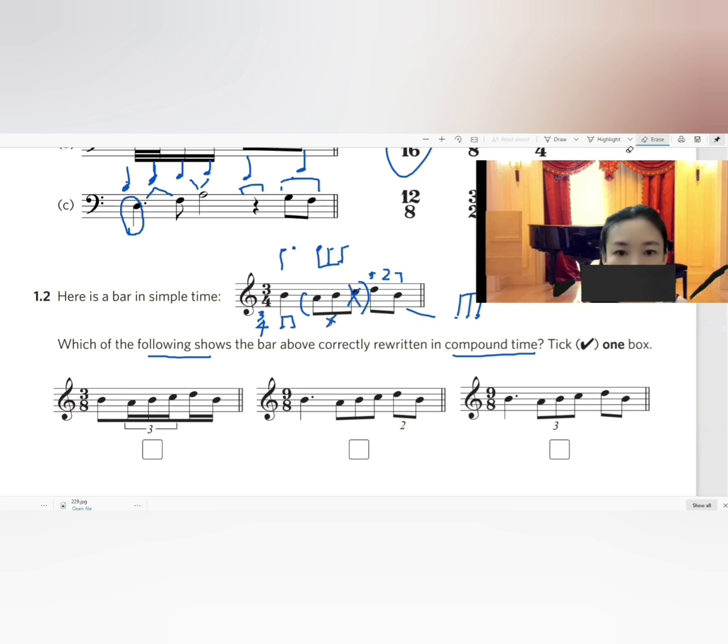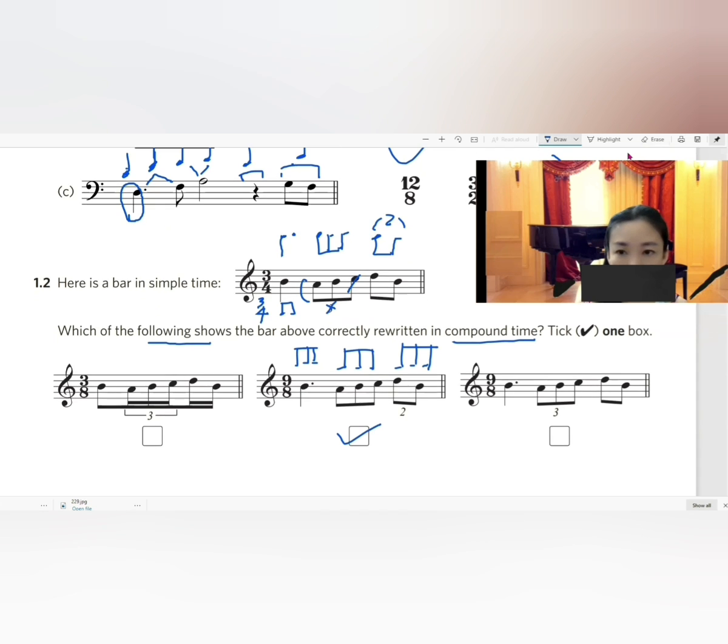Okay, so now let's look for the answer. The last group has to be a duplet of 2 quavers. So in that case, the answer will be here. Okay, so this one has 3 quavers. This one has 3 quavers. Duplet of 2 quavers, so the actual value is 3 quavers.